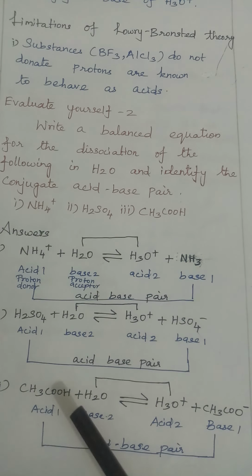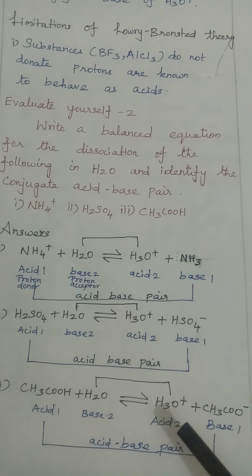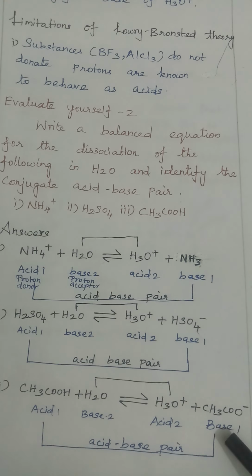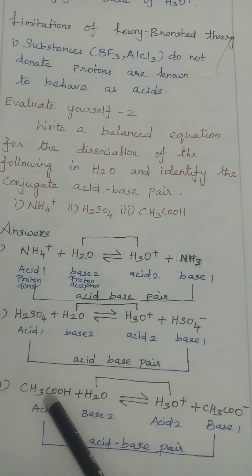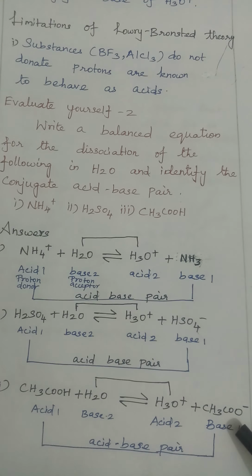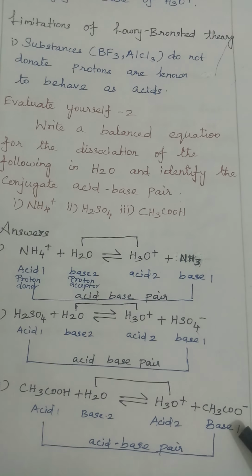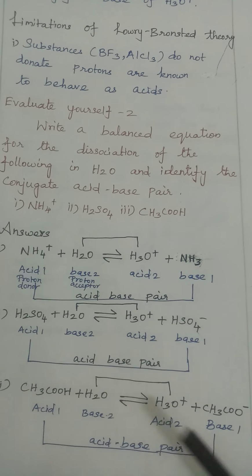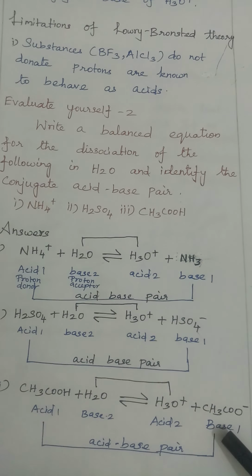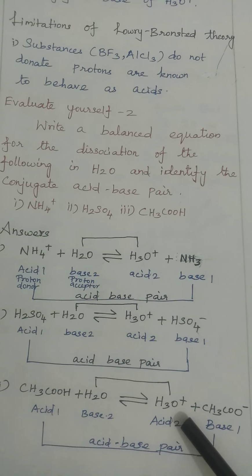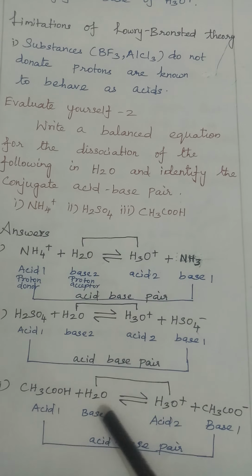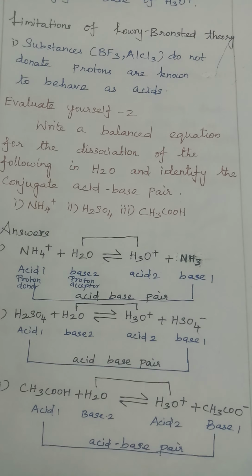In the third one, acetic acid is dissolved in water to form H3O plus and CH3COO minus. Acetic acid is an acid, so it donates the proton to H2O and becomes CH3COO minus. Which one is the conjugate acid base pair? Acetic acid and CH3COO minus is a conjugate acid base pair. H2O accepts the proton and becomes H3O plus. So H2O and H3O plus are a conjugate acid base pair.